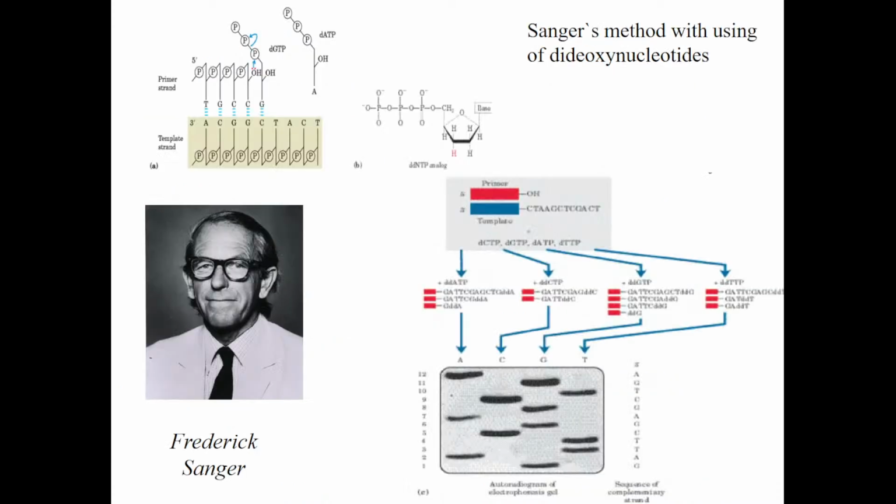And direct sequencing. For direct sequencing there are a lot of methods, but the most effective was proposed and investigated by Frederick Sanger, also a genial scientist, a double winner of the Nobel Prize. He proposed using dideoxynucleotides.